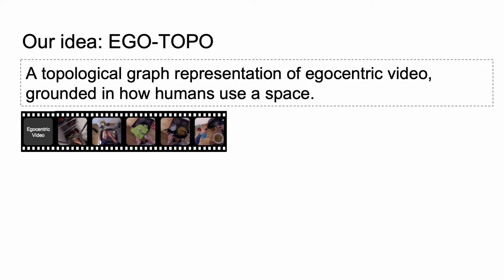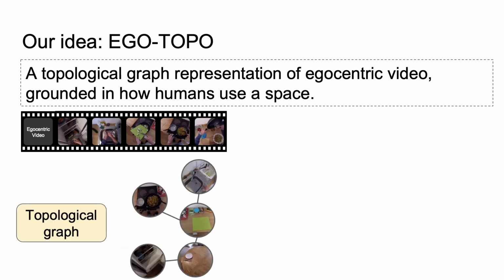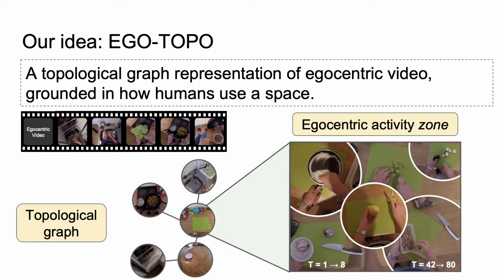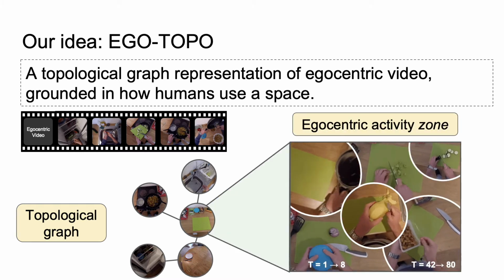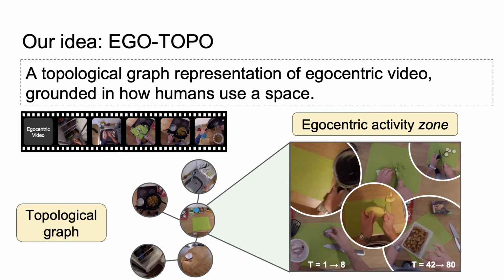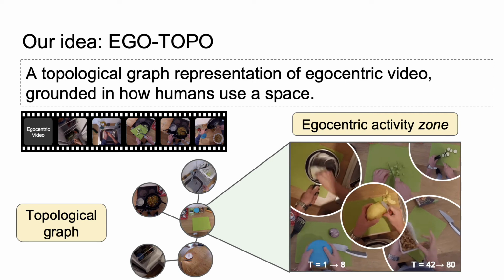Our idea is to build a topological graph of the environment that captures how people use it. We reorganize ego video frames into a set of activity zones and the rough spatial layout. Each zone represents a location in the environment where a coherent set of interactions can be done. The zone catalogs all the times the camera wearer visits it and all the interactions he performs there.